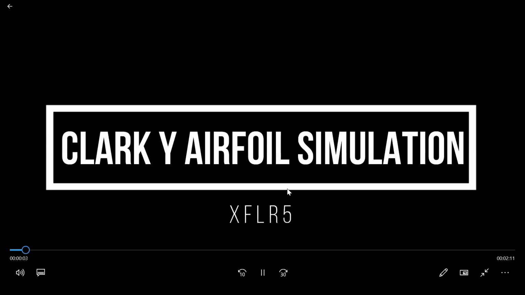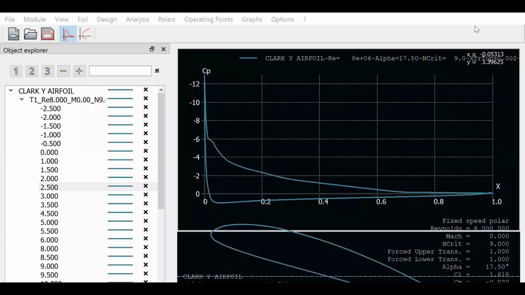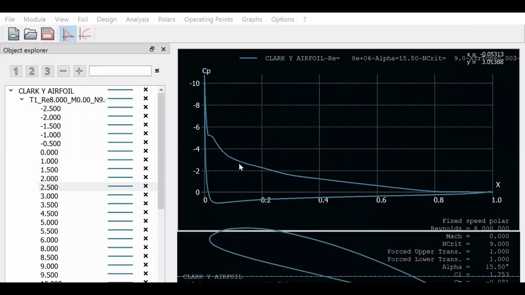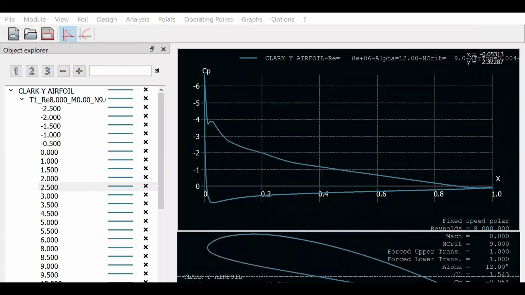So this simulation, as I have told you, the airflow simulation, is done with another software. It's called XFLR5. It's quite free. I think it's developed by MIT.